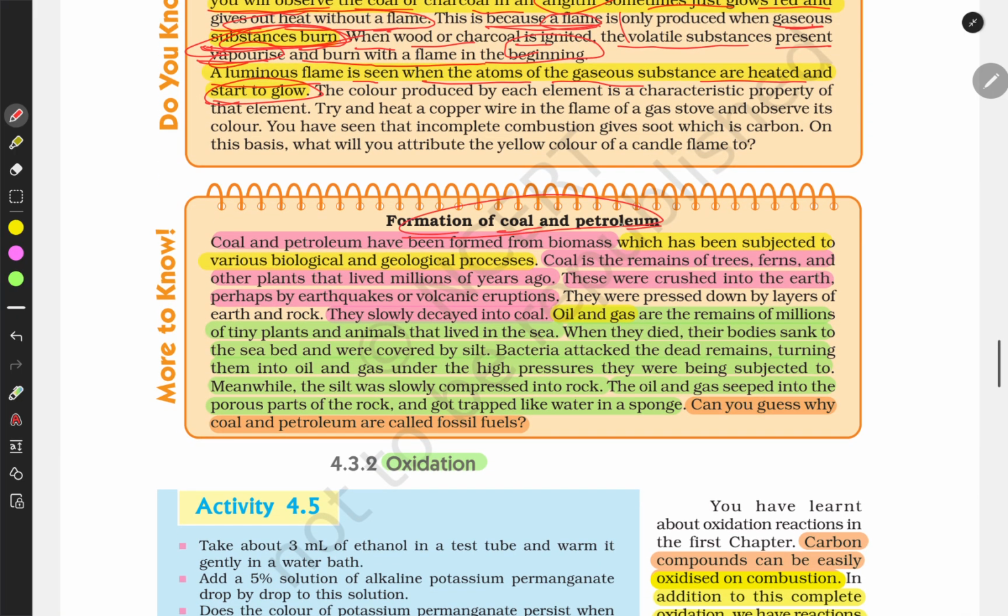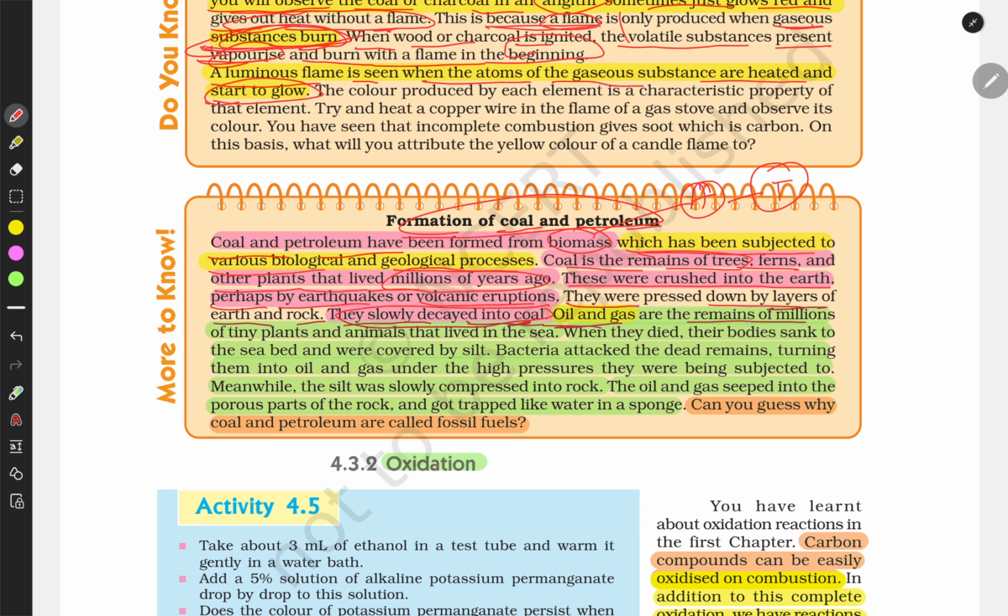How do coal and petroleum form? Coal and petroleum have been formed from biomass. Biomass contains dead animals and dead trees, which have been subjected to biological and geological processes. Coal is the remains of trees, ferns, and other plants that lived millions of years ago, and these were crushed into the earth, perhaps by an earthquake or volcanic eruption. They were pressed down by layers of earth and rock. They slowly decay into coal, so coal is formed by the remains of mostly trees.